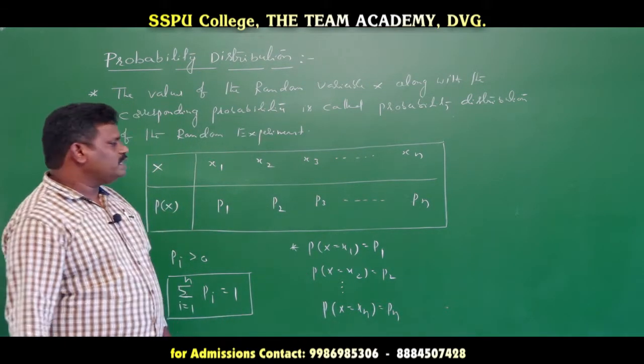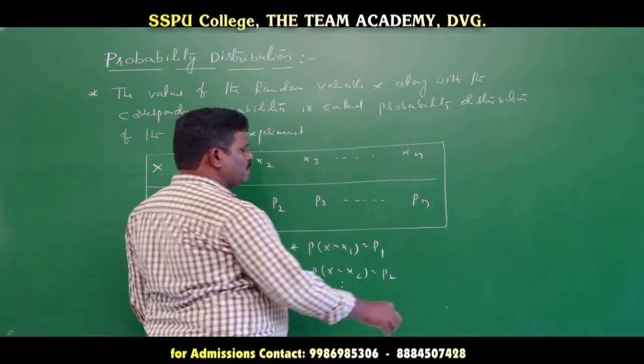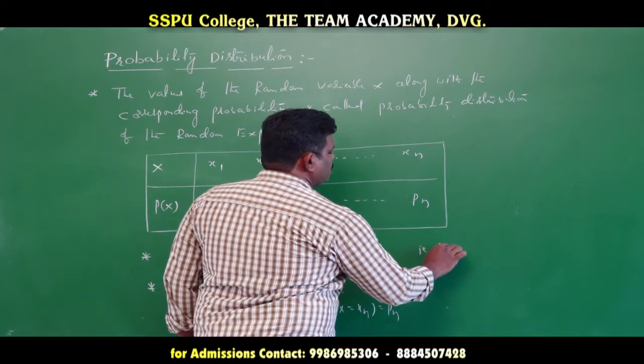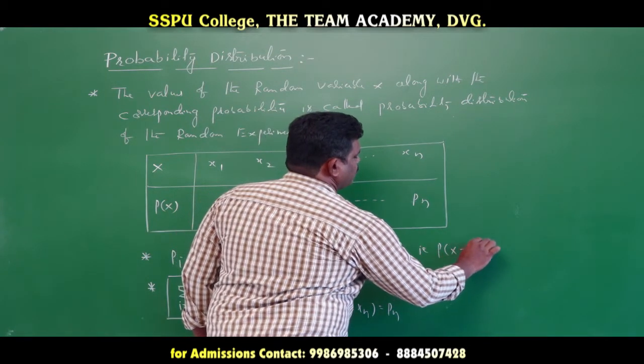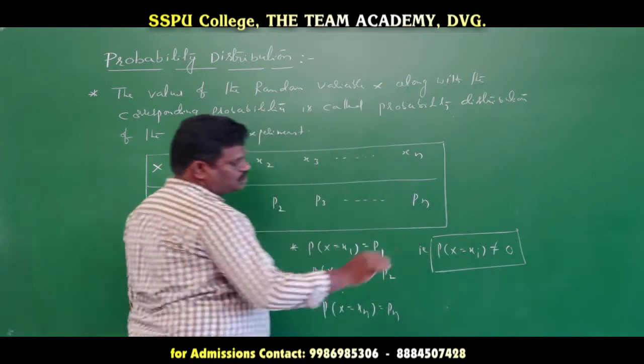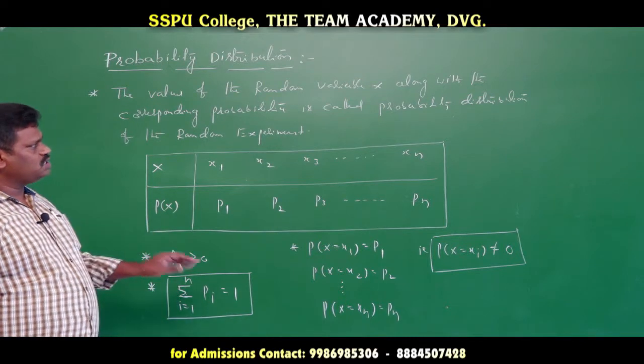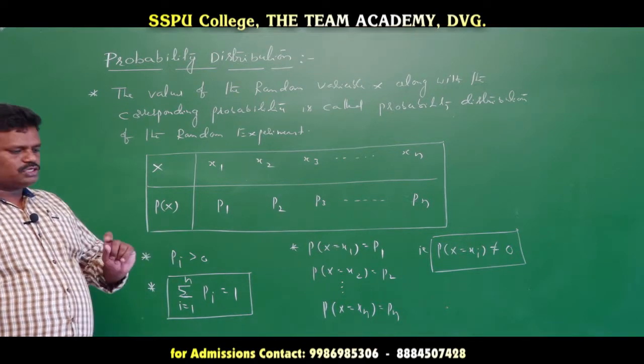Okay? Now here, every probability must and should be not equal to 0. Finally, what we concluded is that the probability of x equal to xi must and should be not equal to 0. So this is the explanation about the probability distribution table.